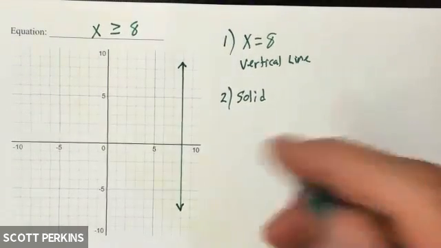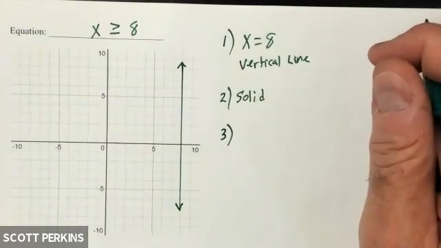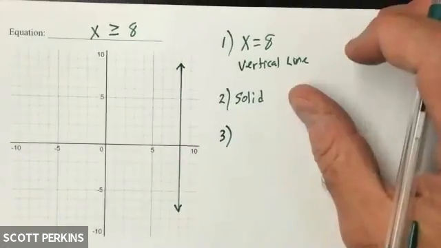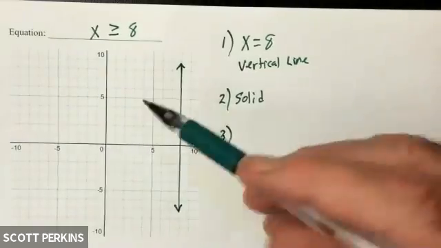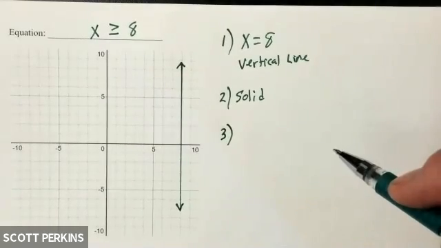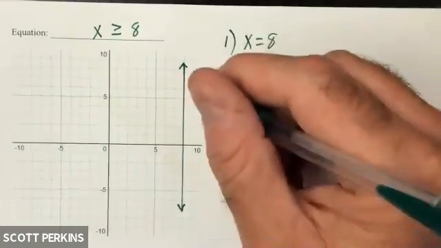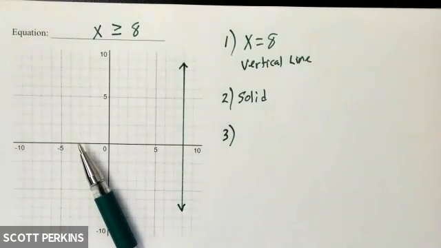And then on which side? Now vertical and horizontal lines are nice. You could pick a test point, but they're more intuitive. Which side of the graph, the left or the right, are the x values bigger than 8? Yes, the right. I had to wait a second.